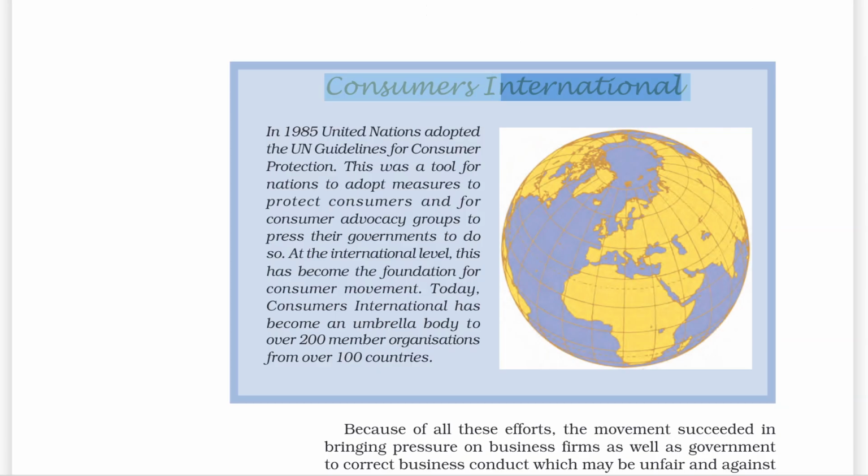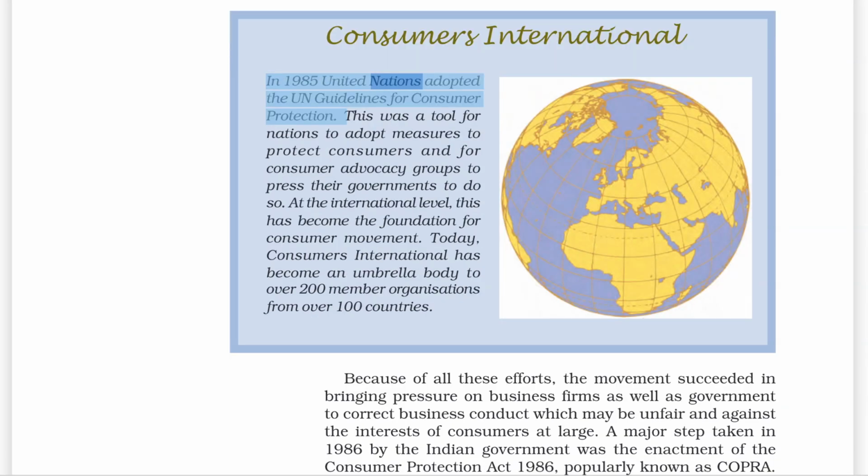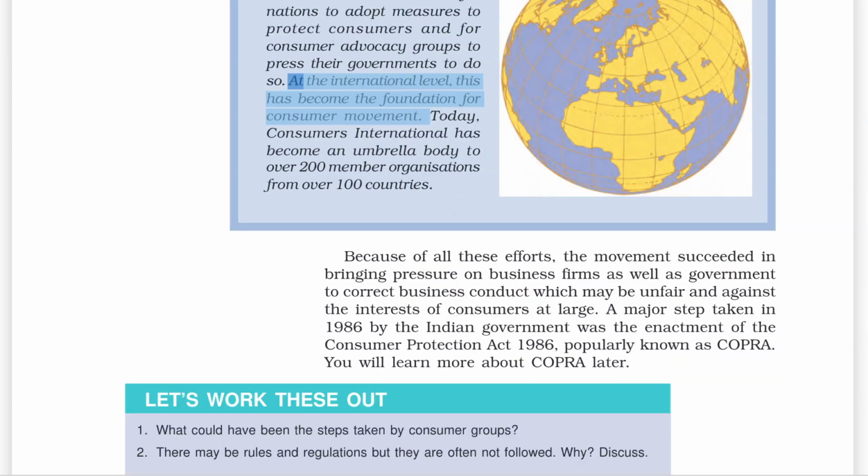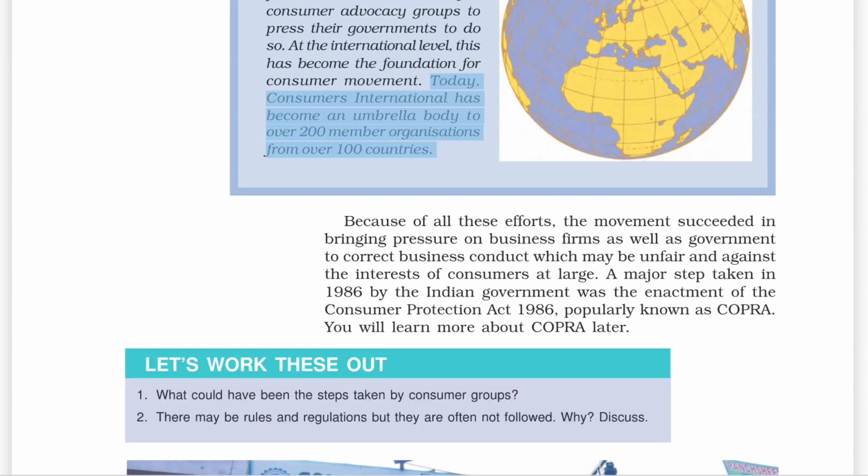Consumers International. In 1985, the United Nations adopted the UN Guidelines for Consumer Protection. This was a tool for nations to adopt measures to protect consumers and for consumer advocacy groups to press their governments to do so. At the international level, this has become the foundation for the consumer movement. Today, Consumers International has become an umbrella body to over 200 member organizations from over 100 countries.